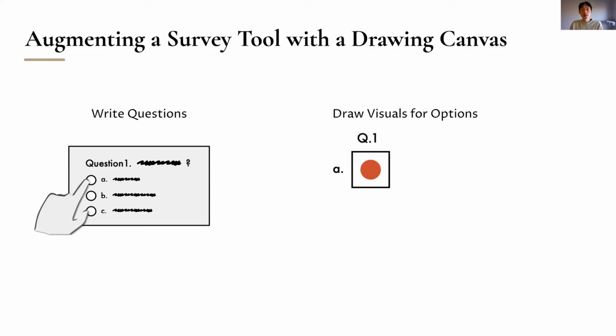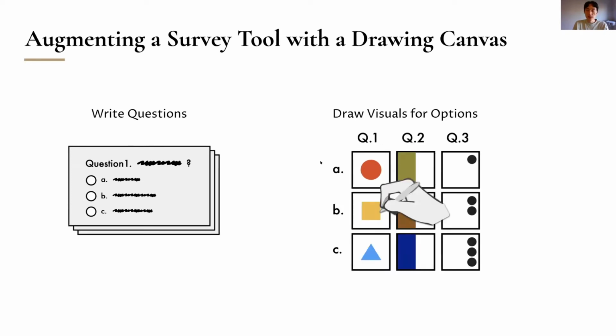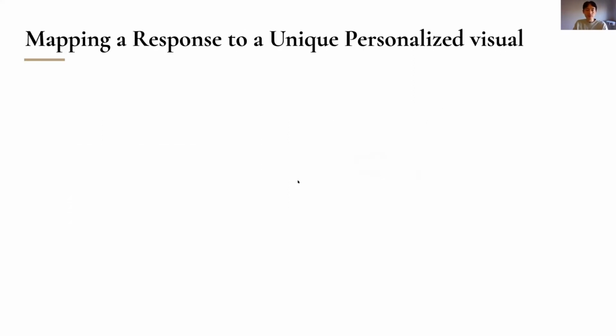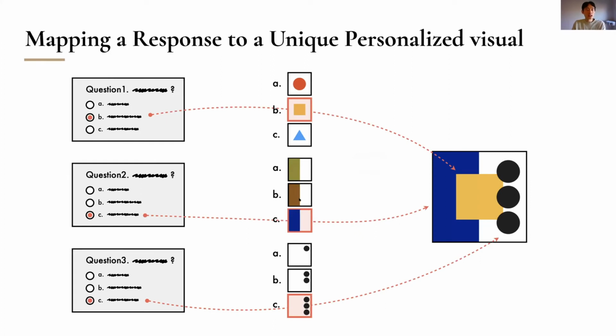So we augmented the survey tool, like Google Forms or any other survey tool, with the drawing canvas. You can write your own questionnaire and draw a unique representation for each option, for each question. At the end, you have a nice visual vocabulary representing the whole questionnaire. And once you fill out the questionnaire, based on the mappings, based on the response, you get a unique visual representation.